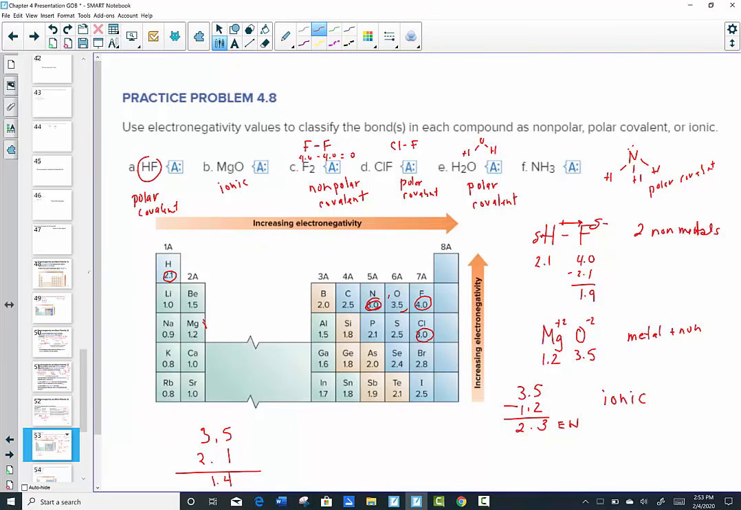Relying on the trends and making sure that you see metal to nonmetal, ionic. Nonmetal to nonmetal will be covalent. And if it's a difference in polarity, it's polar covalent. And two elements that are similar, such as a fluorine to fluorine, or even a carbon to hydrogen, you can count that as nonpolar.